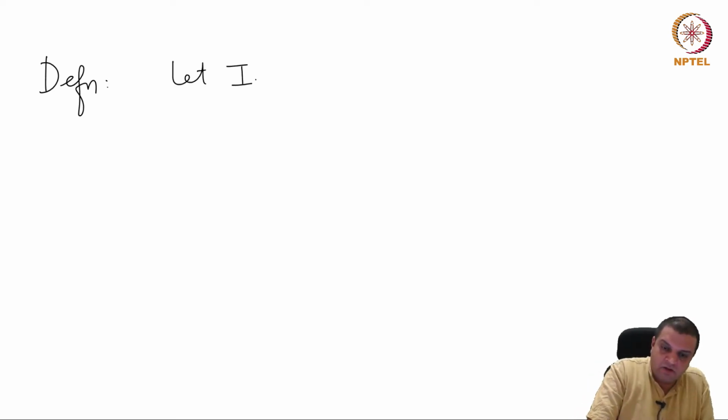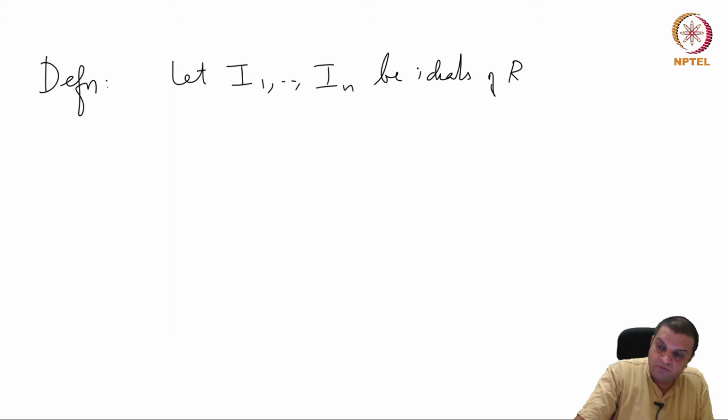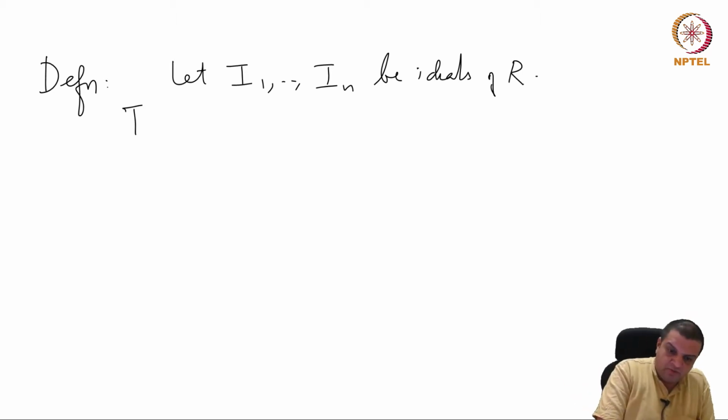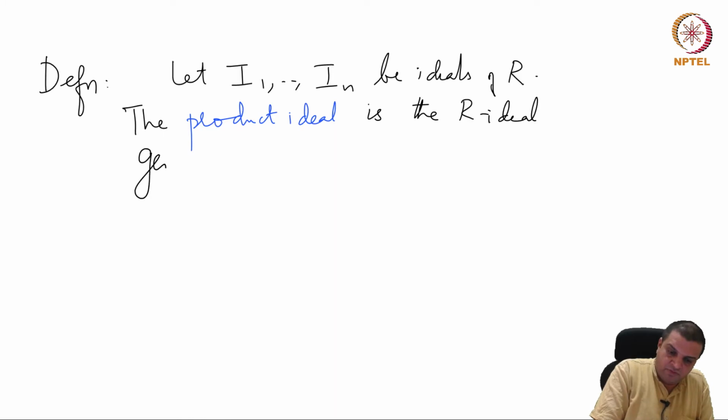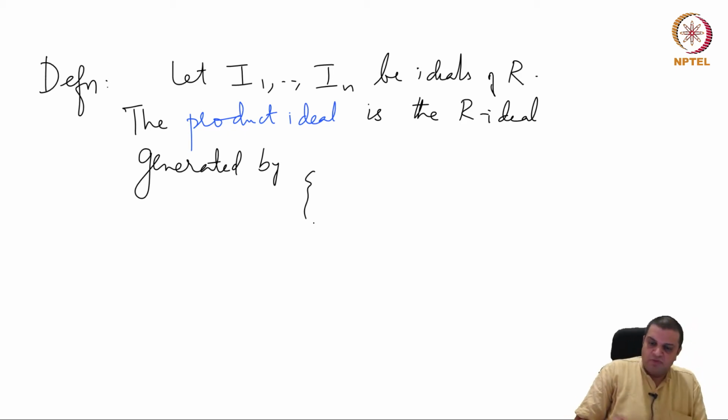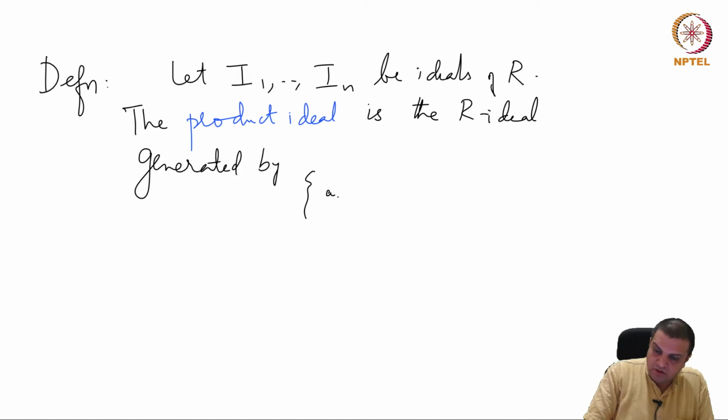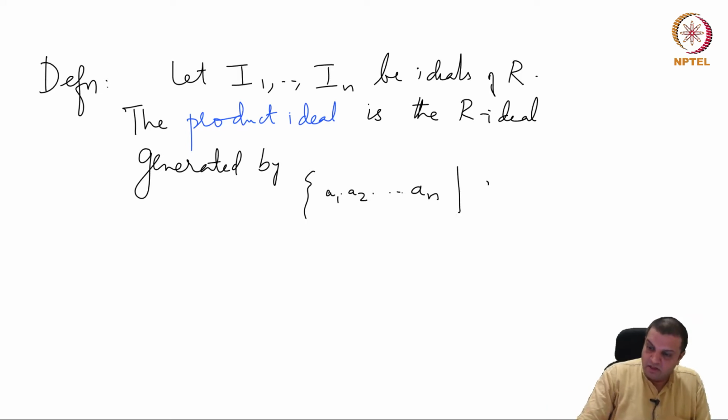Let I1 through In be ideals of R. The product ideal is the R-ideal generated by the set A1 times A2 times ... times An such that Ai is inside Ii for all i.